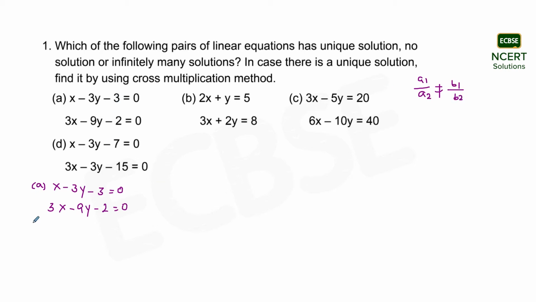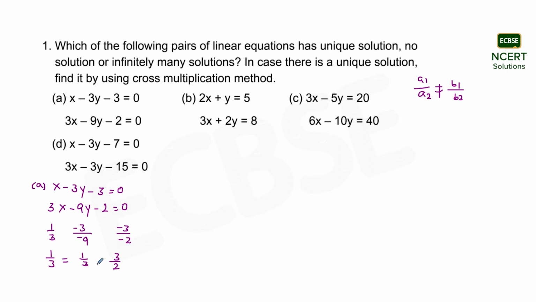So here A1 by A2 is 1 by 3 and B1 by B2 is minus 3 divided by minus 9. So on simplifying, I'll be getting 1 by 3 and 1 by 3. Clearly A1 by A2 is equal to B1 by B2. Also, we check for C1 and C2. Here C1 by C2 comes out to be equal to minus 3 divided by minus 2. That is, it is equal to 3 by 2.